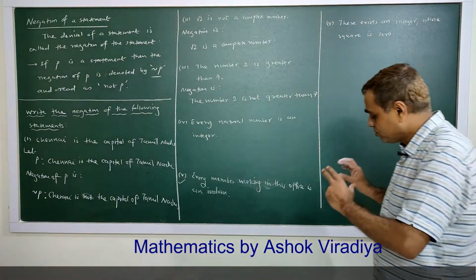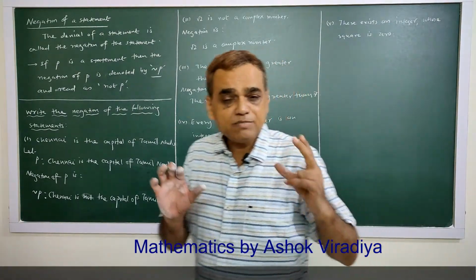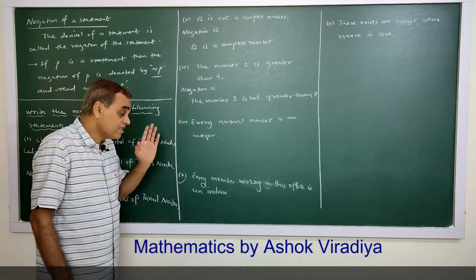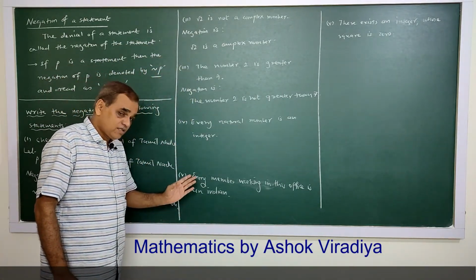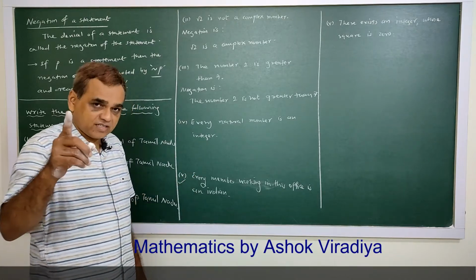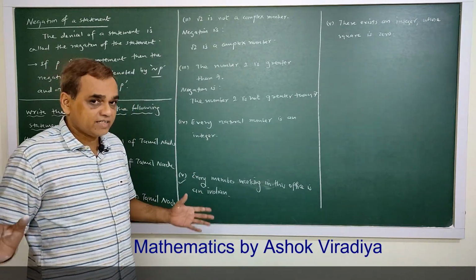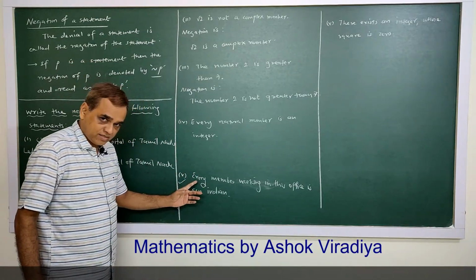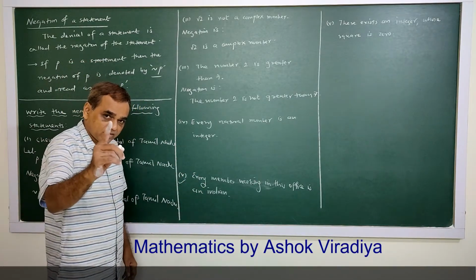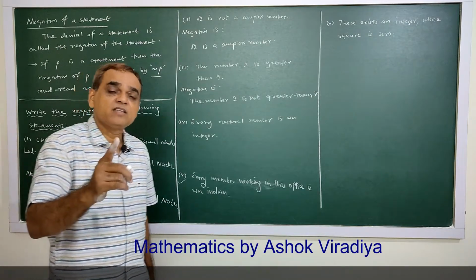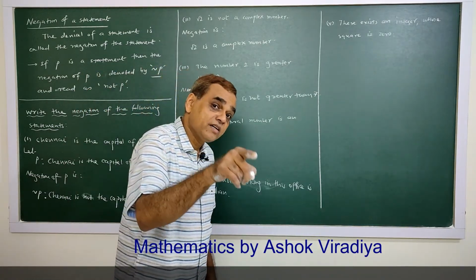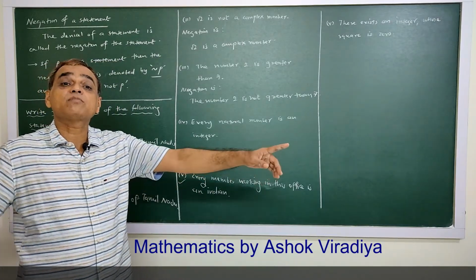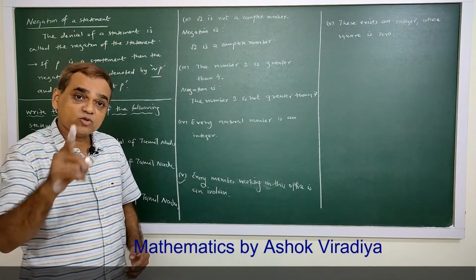So SCP Pradyuman denies this statement like this, that there exists, कोई तो है जो इंडियन नहीं है. Means there exists a member, at least one member, कोई एक तो है जो इंडियन नहीं है. सारे लोग इंडियन है ऐसा मत बोलो, कोई तो है जो इंडियन नहीं है.